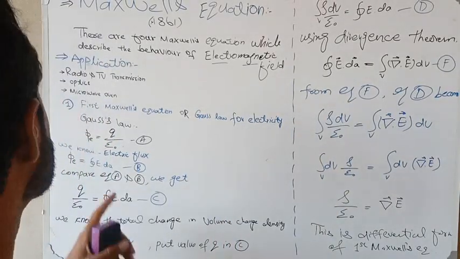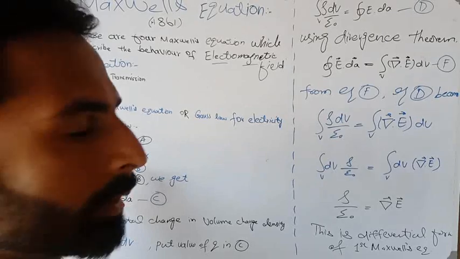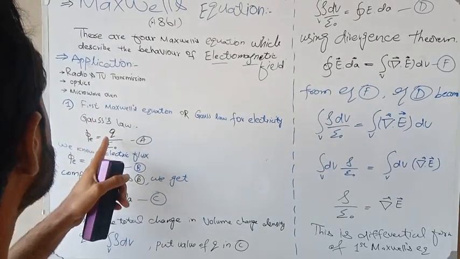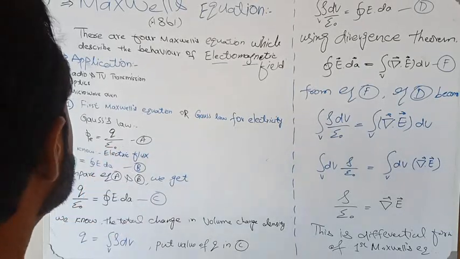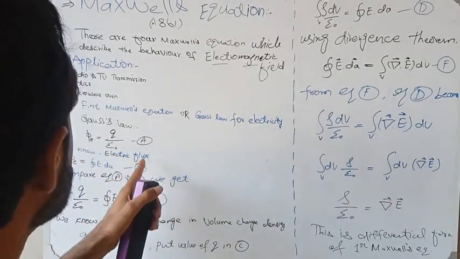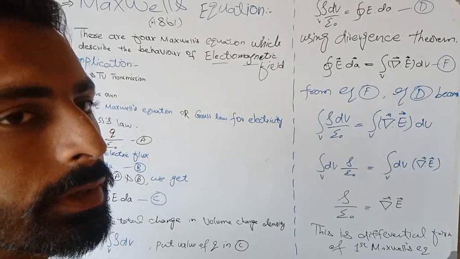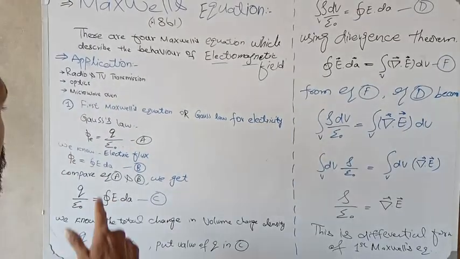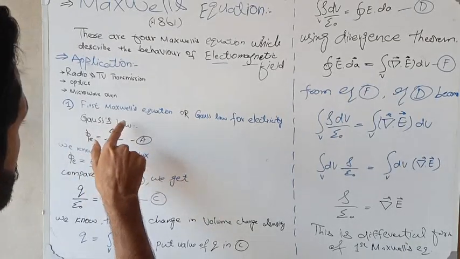We know that Gauss's law states that electric flux is equal to charge per epsilon naught. What is epsilon naught? Epsilon naught is the permittivity of free space. It is a constant. This is equation A for Gauss's law.